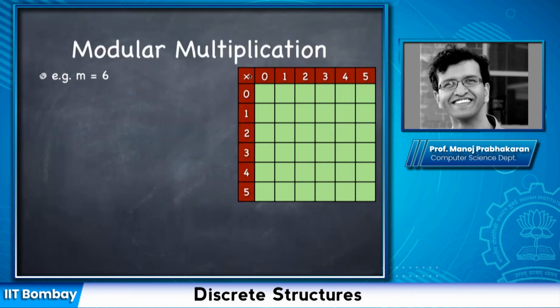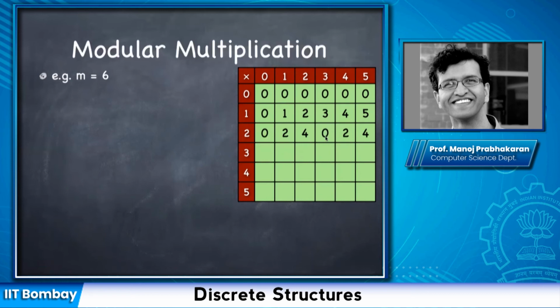So what happens if I look at 0 times anything? I get 0. So 0 times anything is 0. And 1 is the identity element. So 1 times anything is that thing. How about 2? So 2 times 0 would be 0. 2 times 1 is 2. 2 times 2 is 4. 2 times 3 is 6.